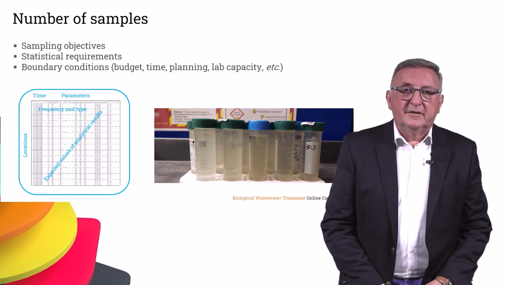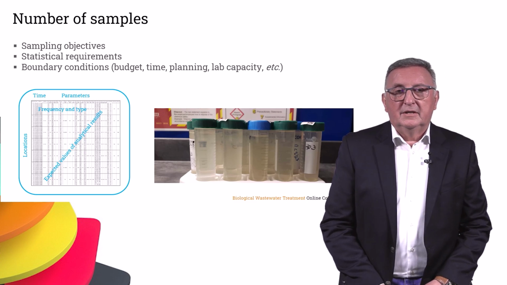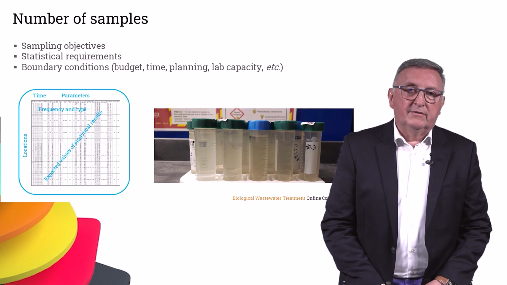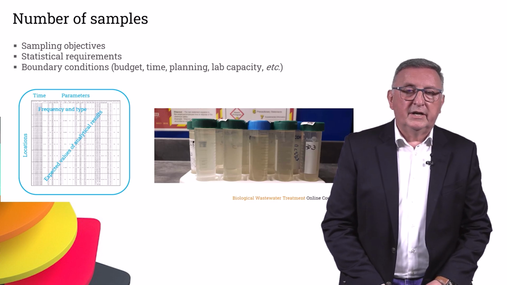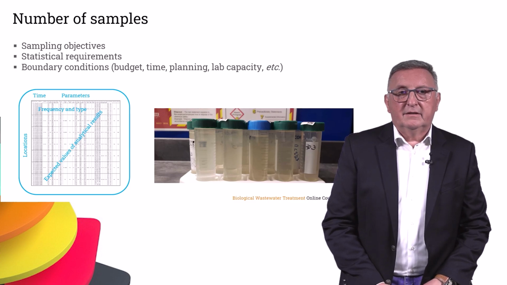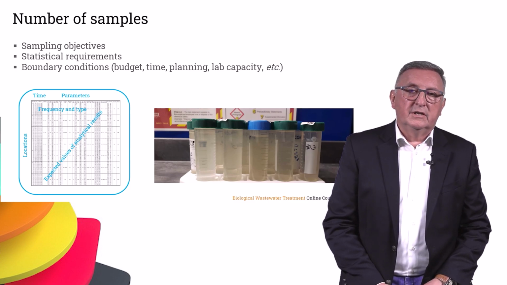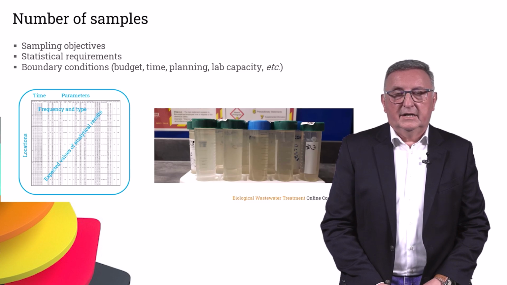As explained earlier, the number of samples is decided through an iterative procedure when you are answering these sampling questions and designing your sampling schedule, in which you have to determine the time, the parameters, the frequency and type of sampling, and the locations. At the end you will get the total number of samples needed to perform your analysis.